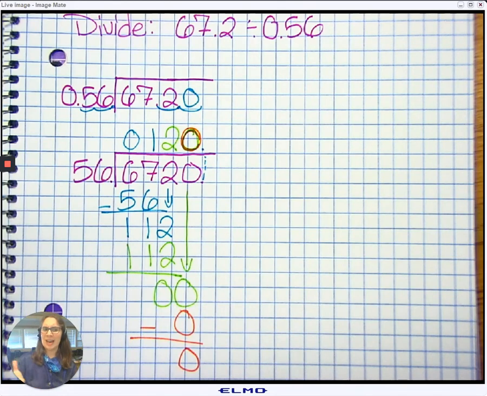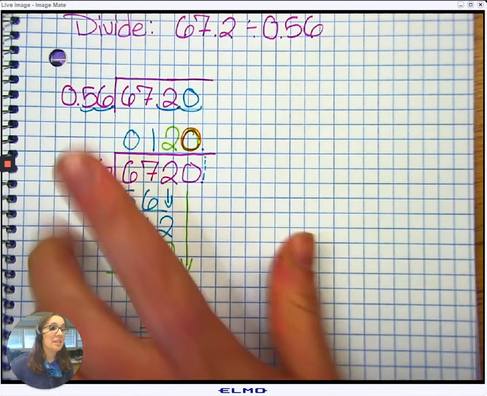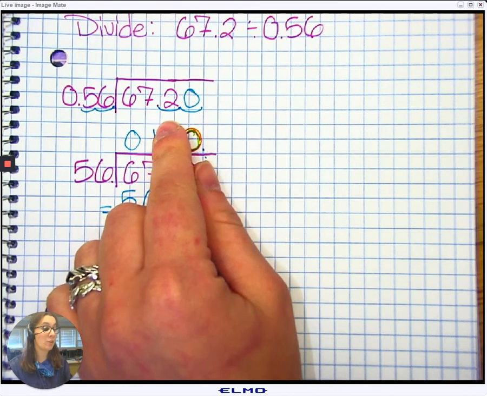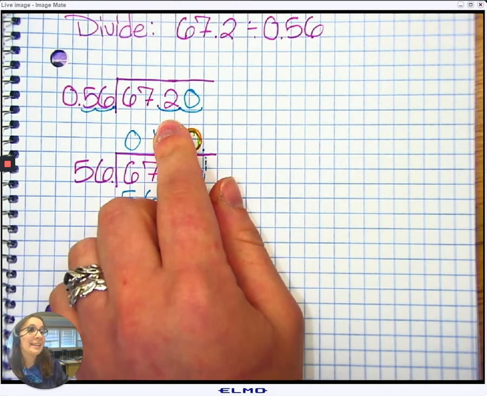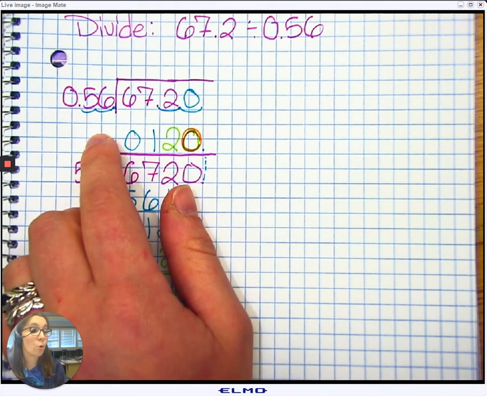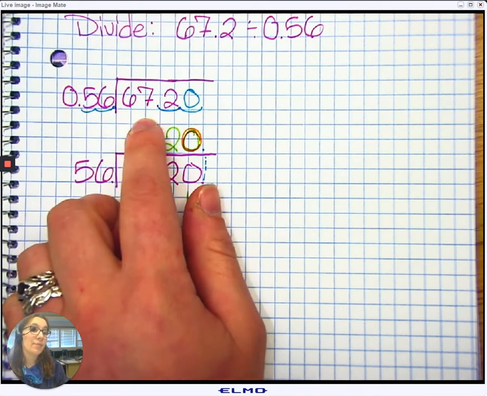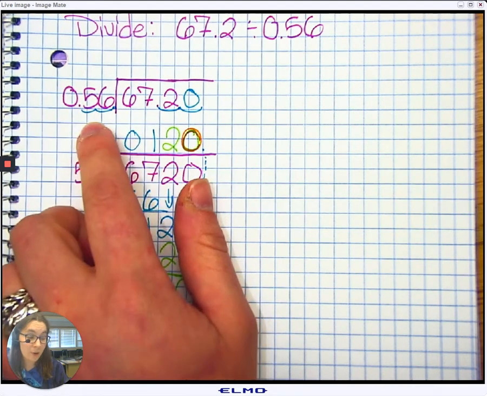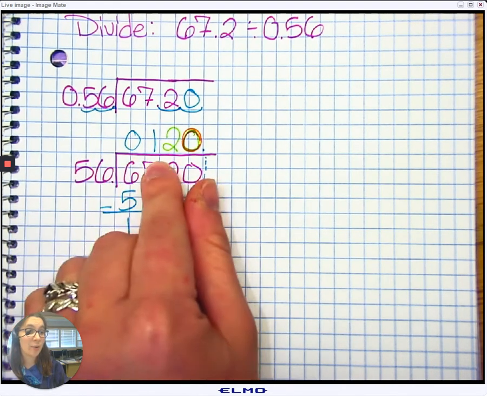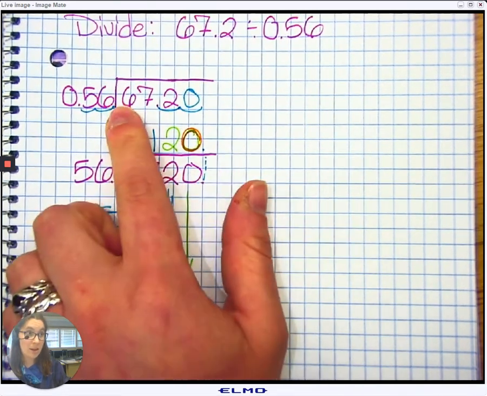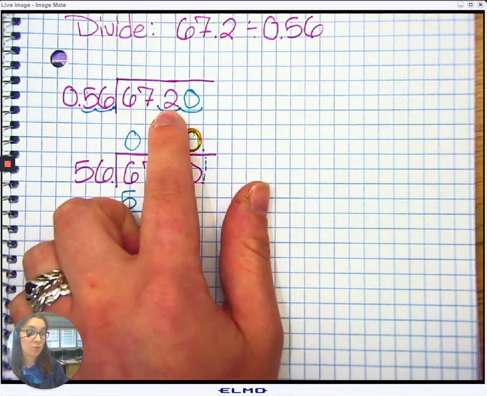Now, what does that mean, really? It means that if I had 67.2 of something, say I had 67.2 pounds of flour, and I needed 0.56 or just over half a pound of flour for a cake of some sort. That's a lot of flour. So if I have 67.2 pounds of flour and I'm dividing it into groups of 0.56, I could get 120 groups. Okay? Divide this decimal into groups of this one.